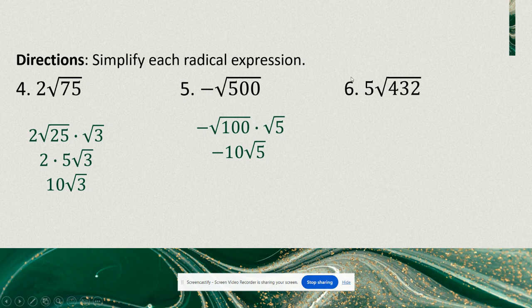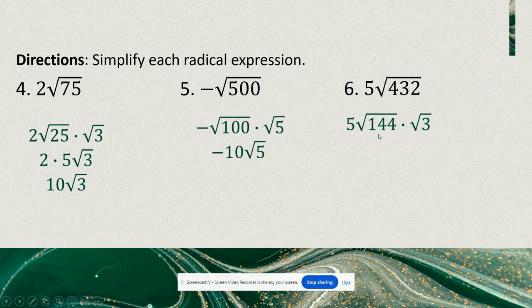All right, number 6, I have 5 times the square root, excuse me, of 432. I need to find the highest perfect square that goes into 432. Okay, so what you can do here is start dividing 432 by that list of perfect squares that you created on the first slide. Okay, so I have 5 root 432. Well, the highest perfect square that goes into 432 evenly is 144. So I would have 5 times square root of 144 times root 3.